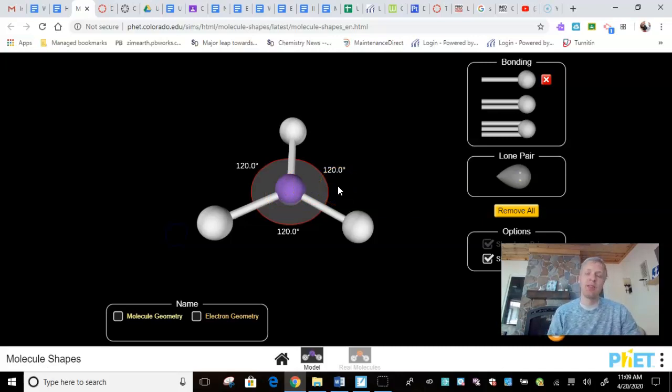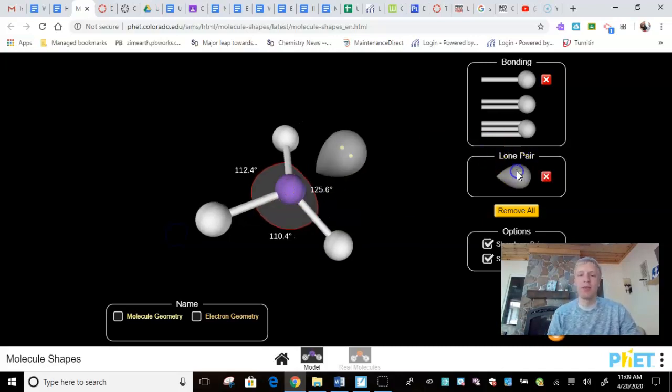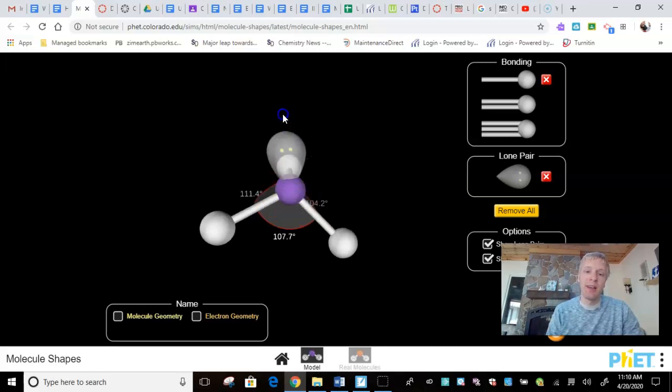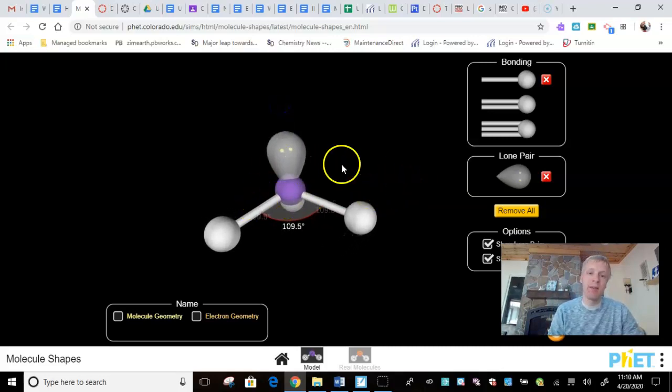How do we make that into trigonal pyramidal? We add a lone pair, and see how that lone pair, according to VSEPR theory, valence shell electron pair repulsion model, a pair of electrons that are not involved in bonding, is pushing this flat pinwheel down to make a pyramid shape. And so we call this trigonal pyramidal because it has 3 outer atoms and 1 lone pair on the center.